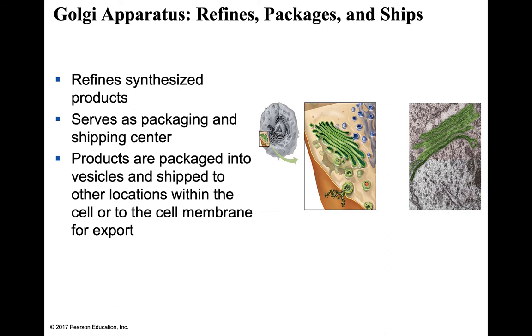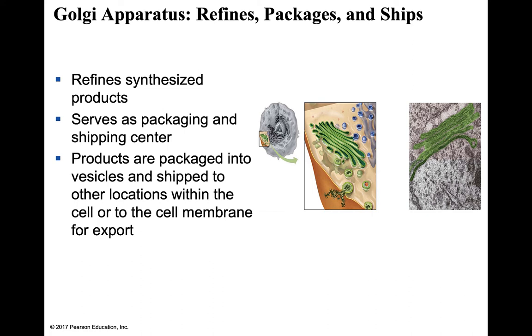I like to think of the Golgi apparatus as a cellular UPS store. I'm not very good at packing things, so if I want to send something off to family or friends that live far from here, I'll take it to the UPS store, they'll package everything, and they'll send it off on its way. So what the Golgi apparatus does is refine some proteins, but its primary function is as a packaging and shipping center, just like the UPS store.